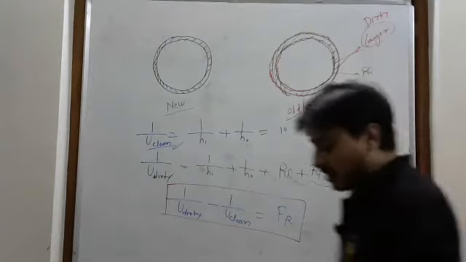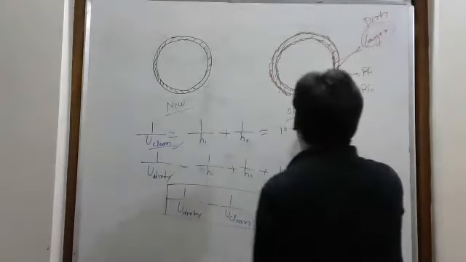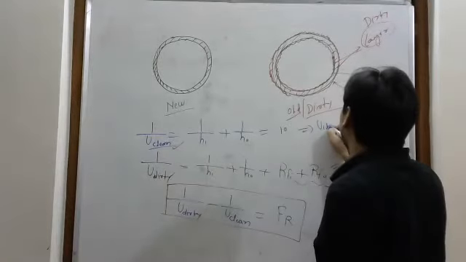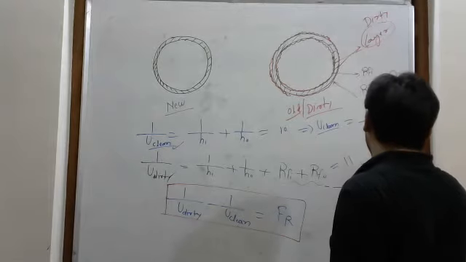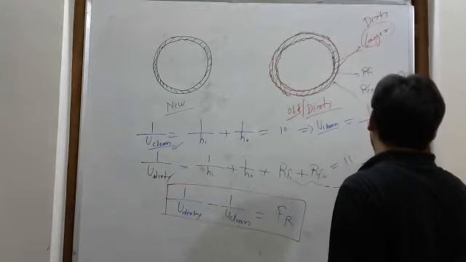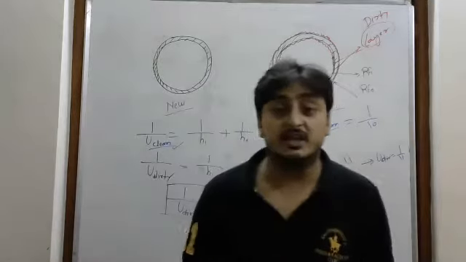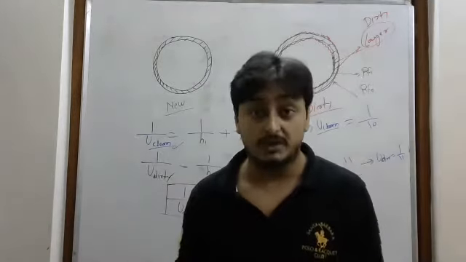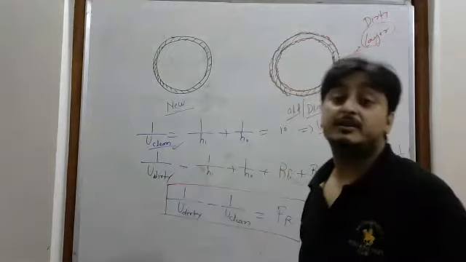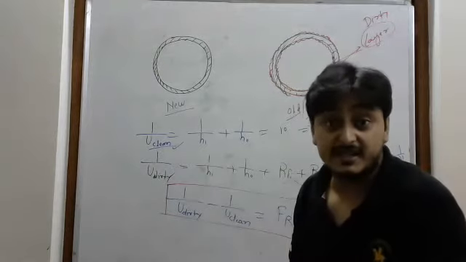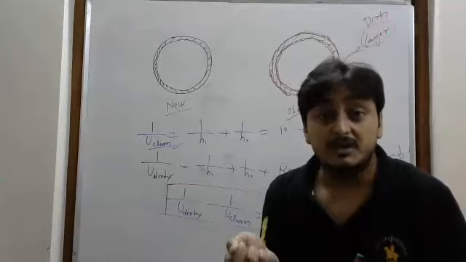There is no problem. Otherwise, if you have not understood, just see. This is a mathematical problem only. 1 by U clean will be 1 by 10, and 1 by U dirty will be 1 by 11. If the heat transfer coefficient value is more, heat transfer will be more. If dirt happens, heat transfer will decrease. Resistance is added, so heat transfer will be less.